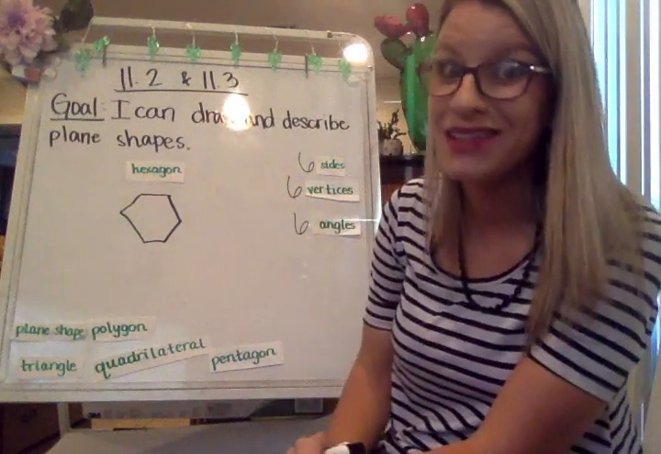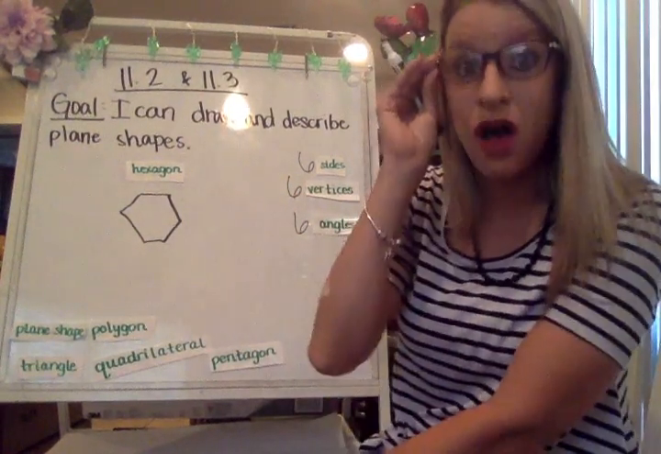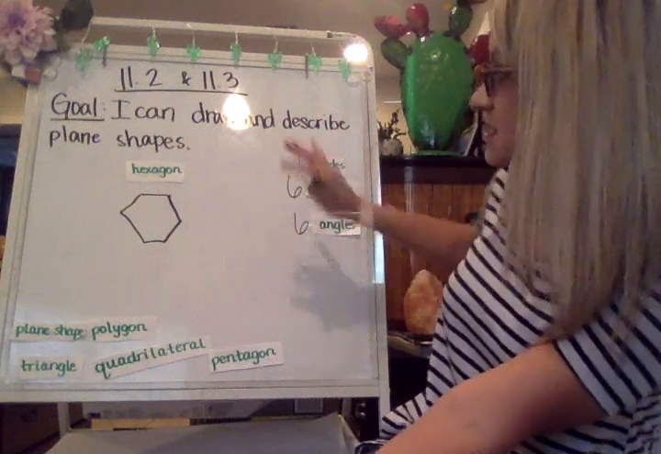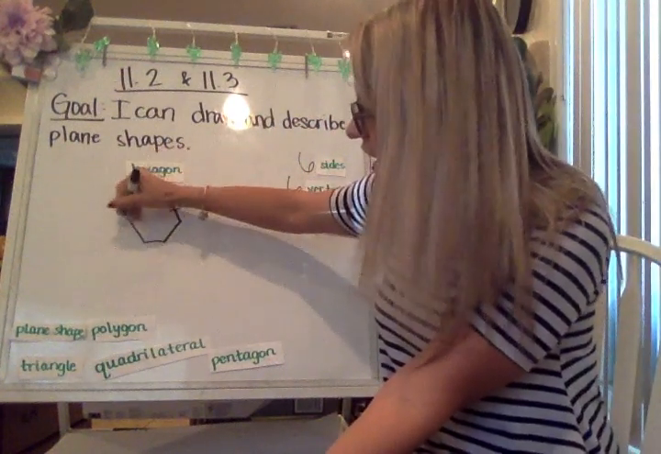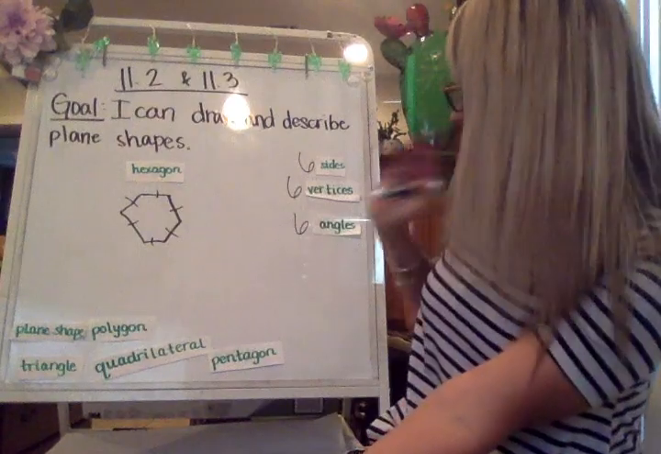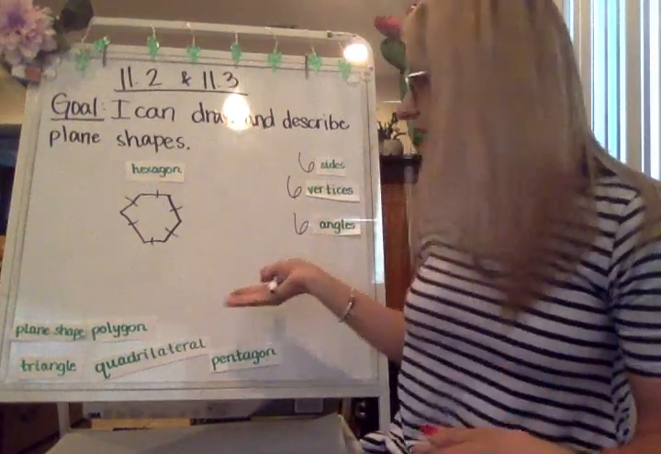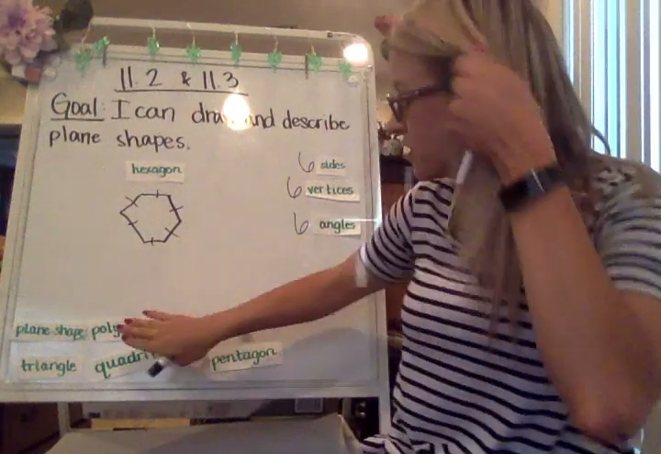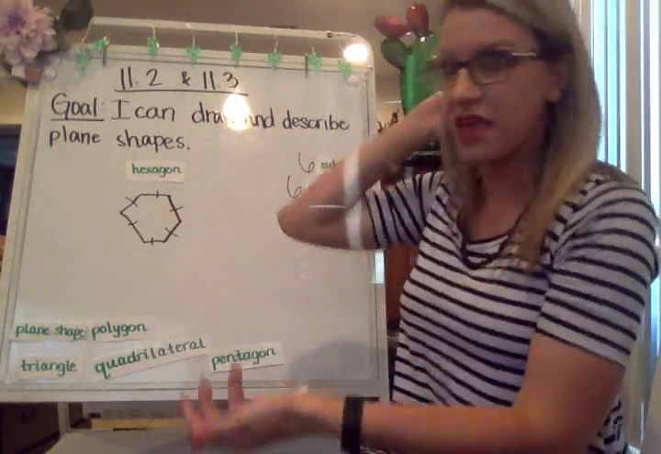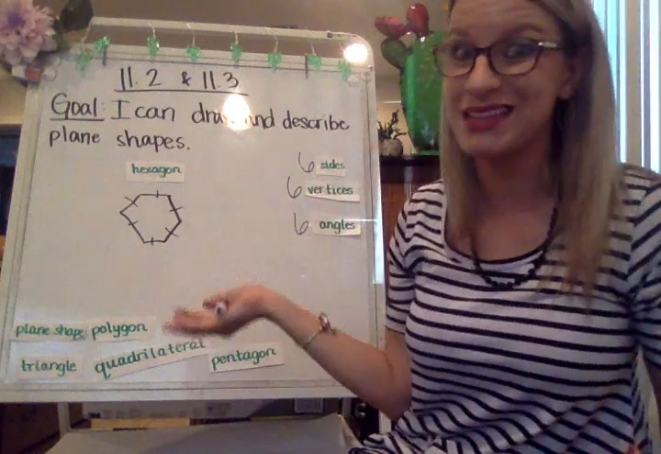Now, every hexagon does not look identical. As long as it has these things, 6 sides, you can call it a hexagon. If it has 6 vertices, you can call it a hexagon. 6 angles, it's a hexagon. So this polygon is a hexagon. If I was told what's the name of this, it's a hexagon.